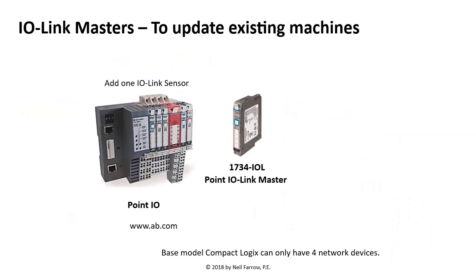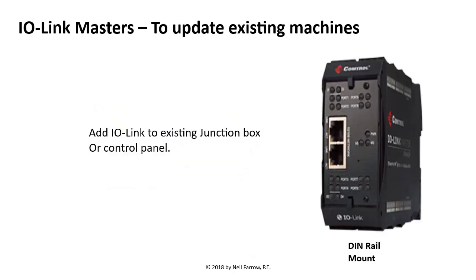Here in North America, the cheapest way to add one IO-Link sensor to the most popular PLC, which would be Allen Bradley, is using their Point IO. There's an IO-Link master that you can add if you just need a few sensors. For example, a distance sensor where you need good resolution, or perhaps a color sensor where you've got red, green, blue, and intensity. Some IO-Link masters come like this.